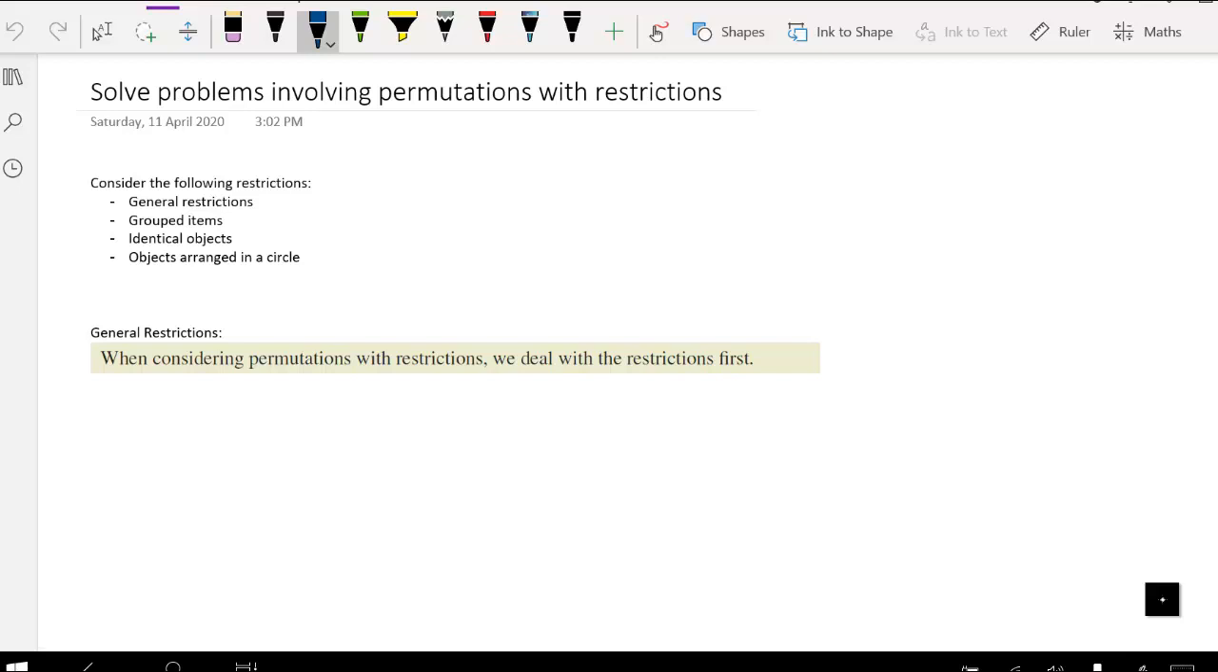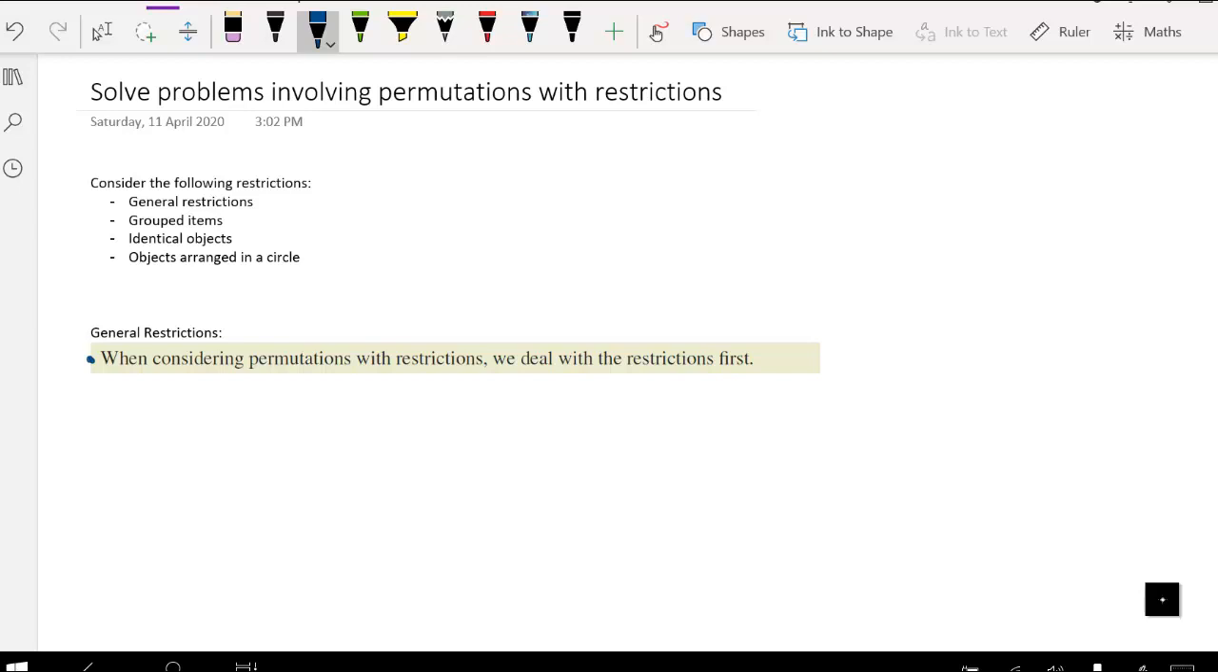In this lesson, we're looking at solving problems involving permutations with restrictions. That is where determining restrictions will affect the number of possible outcomes. So we're looking first at general restrictions, then grouped items, identical objects, and then finishing off with objects arranged in a circle.